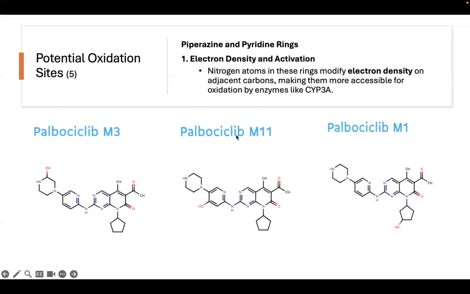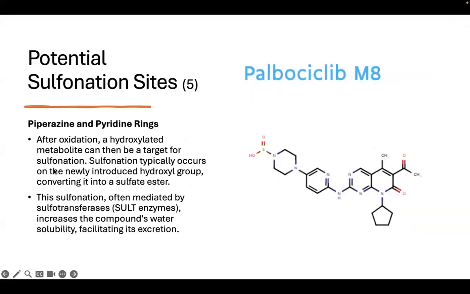So personally, I think the reason why those sites are potential for oxidation was because the nitrogen atoms in these rings modify electron density on adjacent carbons, making them more accessible for oxidation by enzymes like CYP3A. After oxidation, a hydroxylated metabolite can then be a target for sulfonation. Sulfonation typically occurs on the newly introduced hydroxyl group, converting it into a sulfate ester. This sulfonation, often mediated by the SULT enzyme, increases the compound's water solubility, facilitating its excretion.